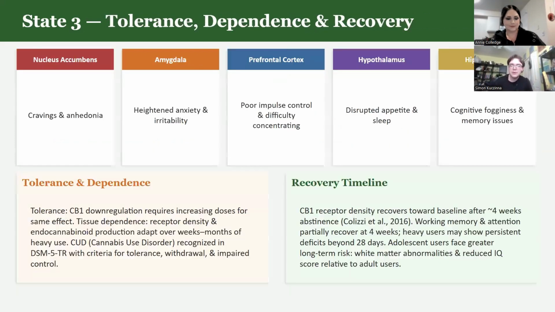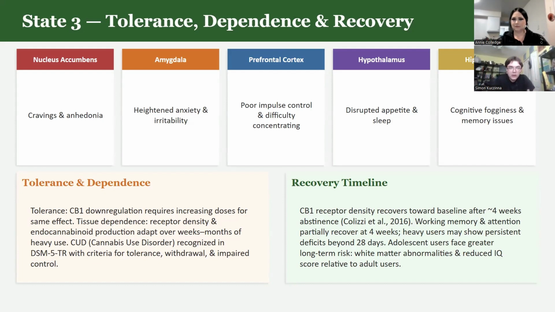Now going into a little bit on tolerance. Tolerance is going to develop as those CB1 receptors downregulate, and the user is going to need more THC to achieve the same effect, again, like we're seeing with so many other substances. This is tissue level dependence, and the body is going to physically be restructuring itself around the presence of the drug. Cannabis use disorder is presently a recognized diagnosis in the DSM-5-TR.